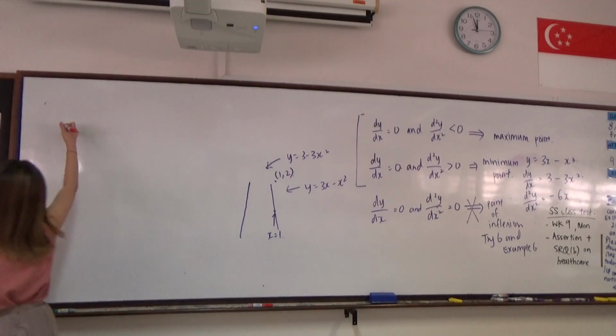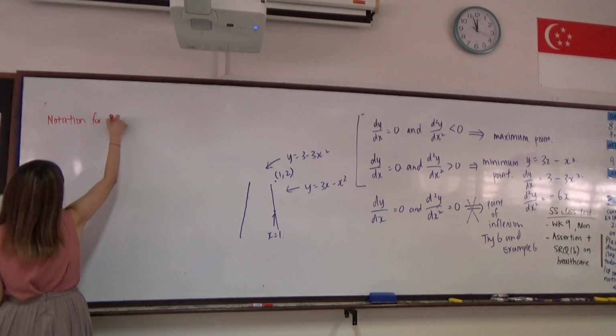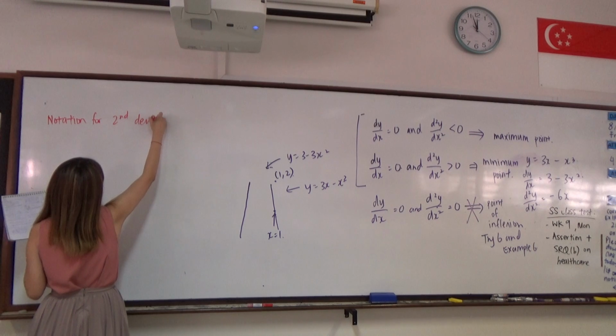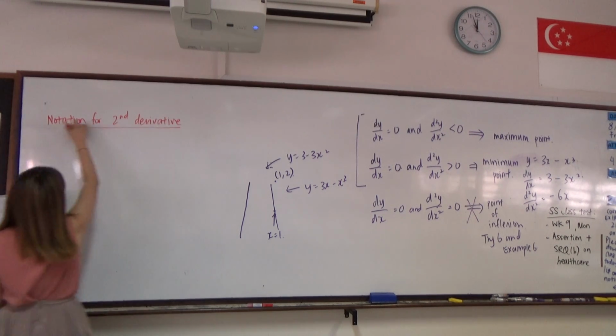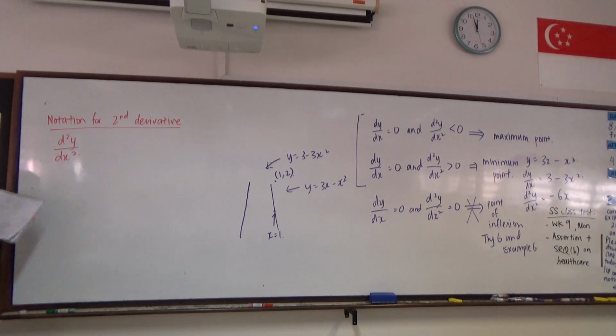So the notation for second derivative, what I've used now is d2y over dx squared. You know that previously, if I have f prime x, that is the first derivative. The second derivative is f double prime x, not f2x. So f double prime x is another notation for the second derivative.